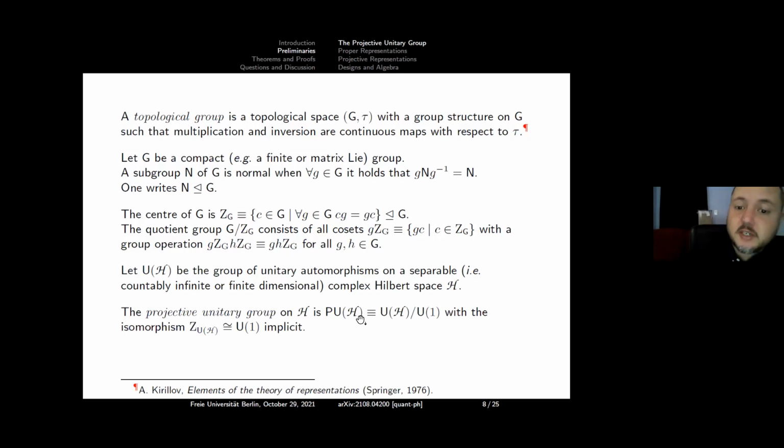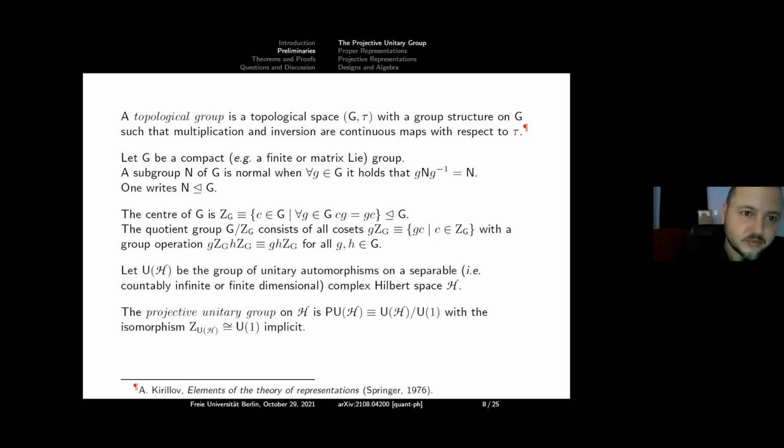So the projective unitary group on H is U of H modulo its center, and there's an implicit isomorphism here. I mean the center of the unitary group is just the scalar matrices, so scalars from U1. So I'm going to elide that isomorphism, and I'll just write the projective unitary group as U of H mod U1, which is the standard thing to do.